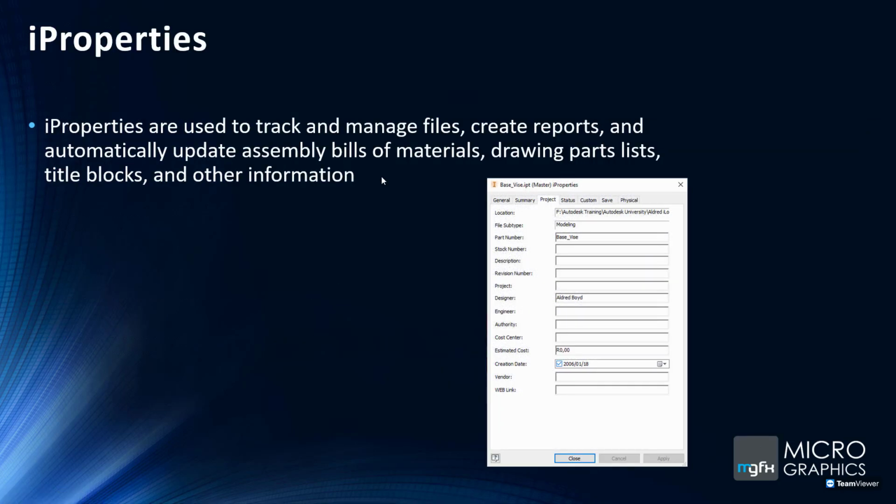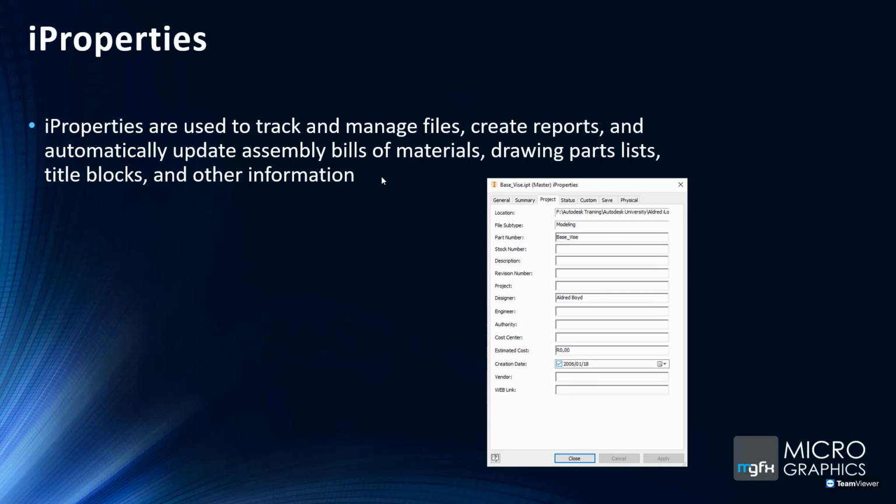Then the next thing that you can manipulate, and also need to understand, is your iProperties. Your iProperties are found by either clicking the big I at the top and going to iProperties, or right-clicking on the name in the browser and going to iProperties there. As you can see, you've got your summary and project tabs, and things like part number, description, and stock number. That's a lot of the information you need when getting your bill of materials or parts list, or pulling information onto your 2D drawing from the part.